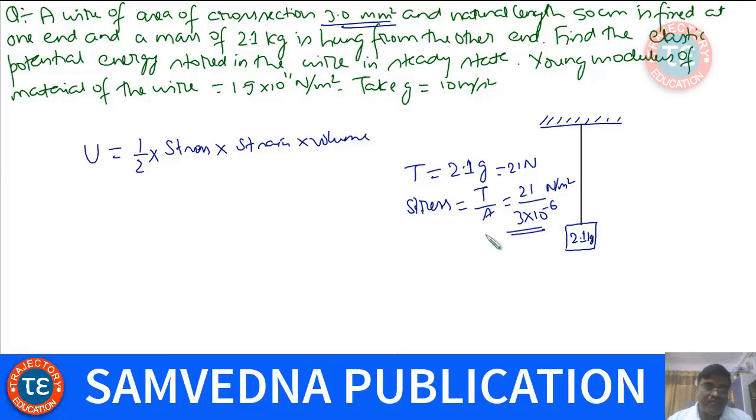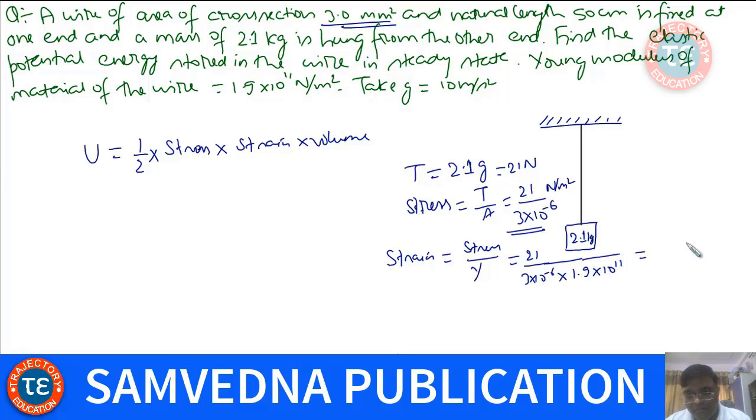That's the stress. What is the strain? Strain is stress upon Y, that is 21 upon Young modulus. So that will give me what? That will give me 7 upon 1.9 into 10 to the power -5. That's the strain. What's the volume?